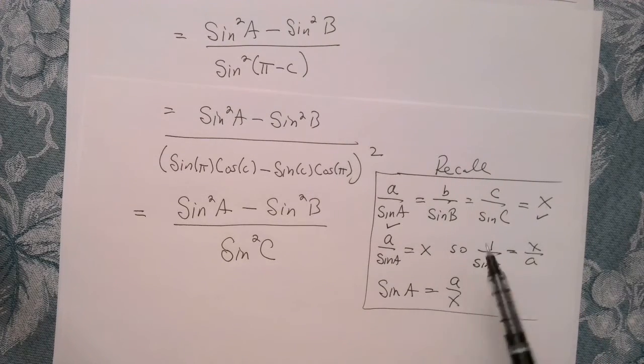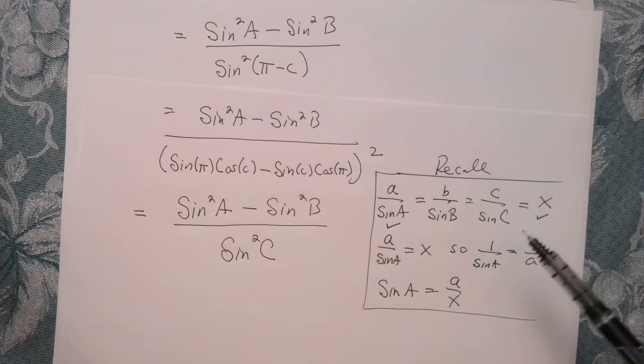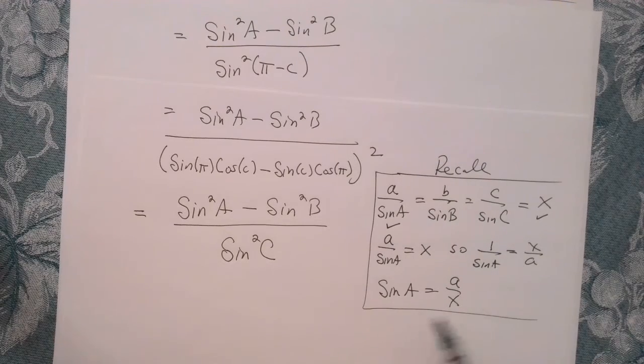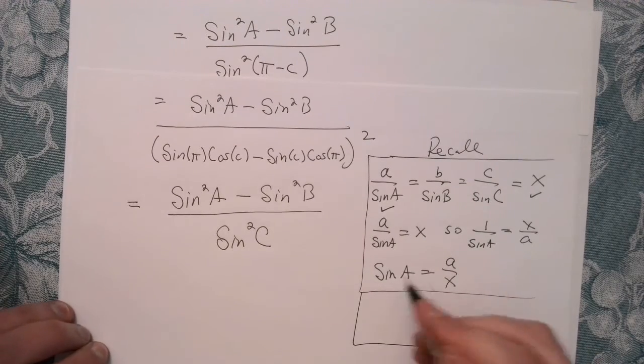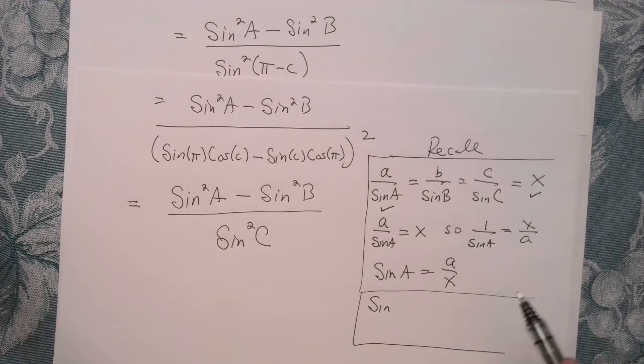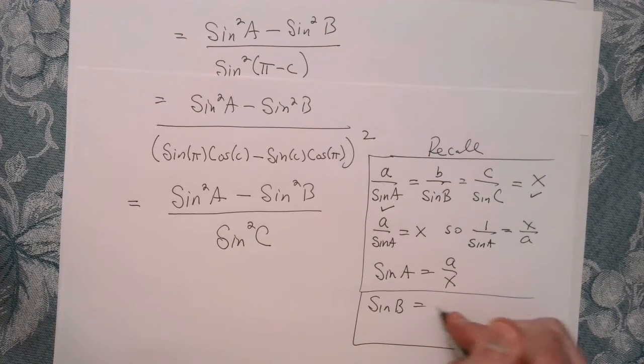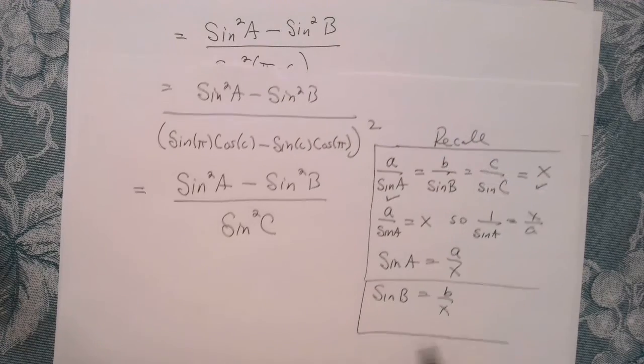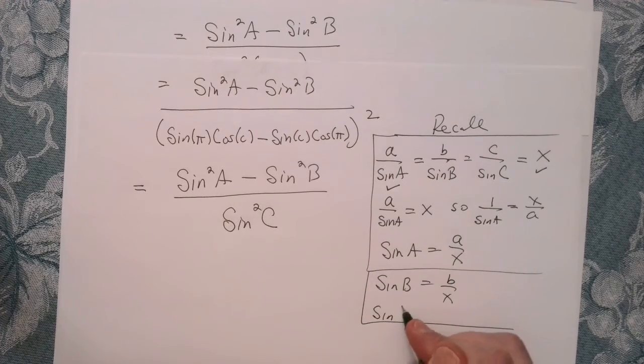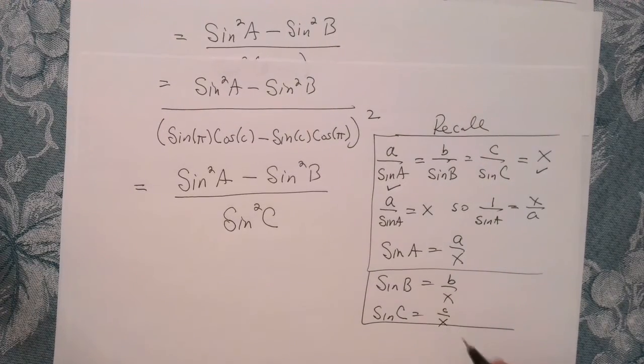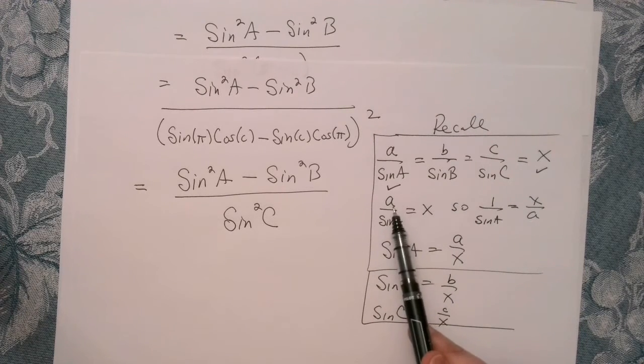But if we think about this just by sort of a symmetry of variables, we actually get the following for free if we're careful. You can work this out algebraically if you need to, if you don't see it, which is fine. So sine of b must be b over x, and then sine of c must be c over x. It's the same argument, just replace the a with b, or replace the a with c.